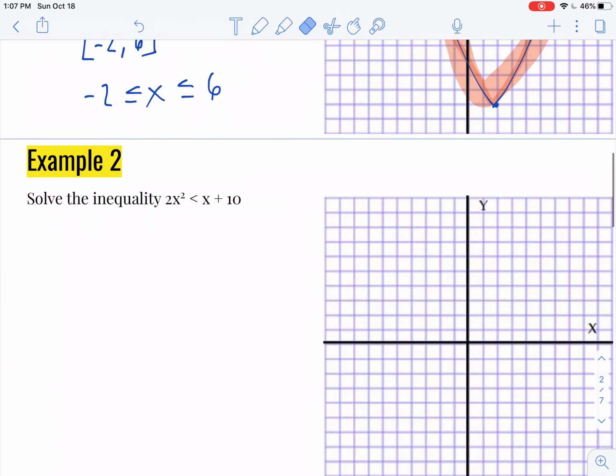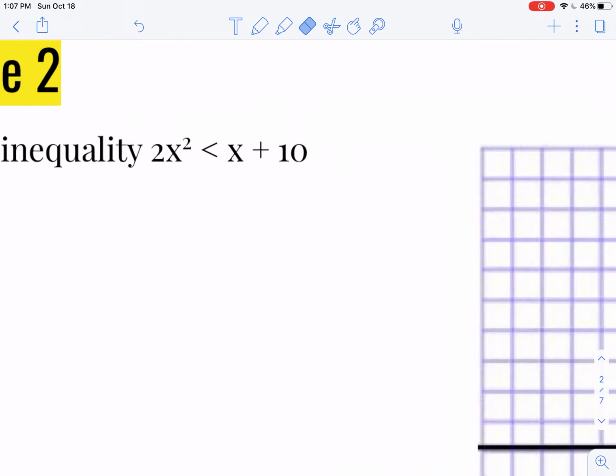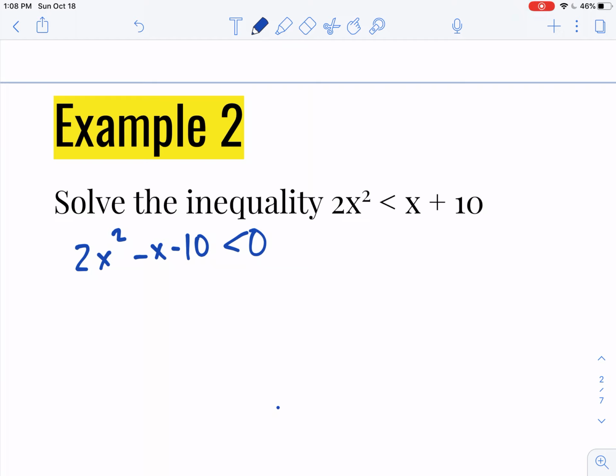All right, example 2, this is still a quadratic inequality. 2x squared is less than x plus 10. First thing I want to do is move everything to one side. 2x squared minus x minus 10 is less than 0. So I'm going to be going for the same thing here. I'm going to be trying to figure out where my entire quadratic is less than 0.